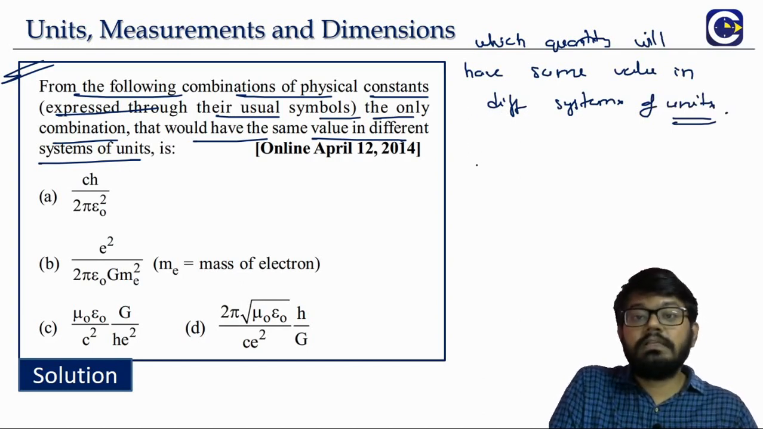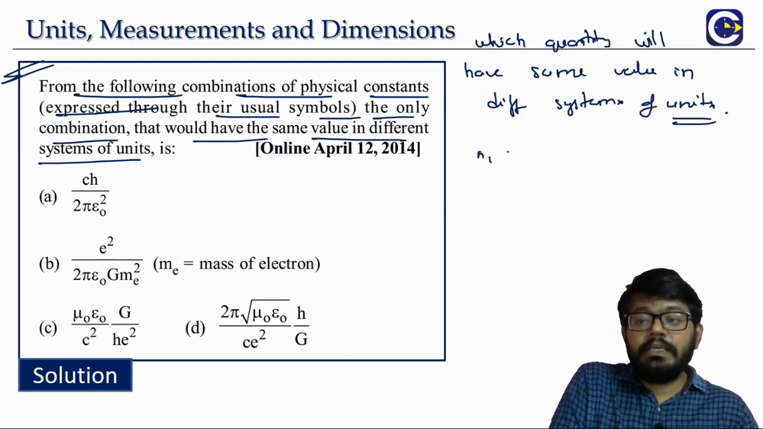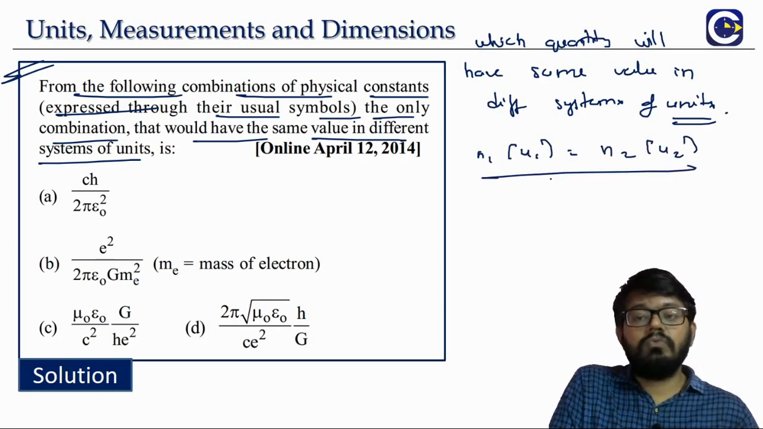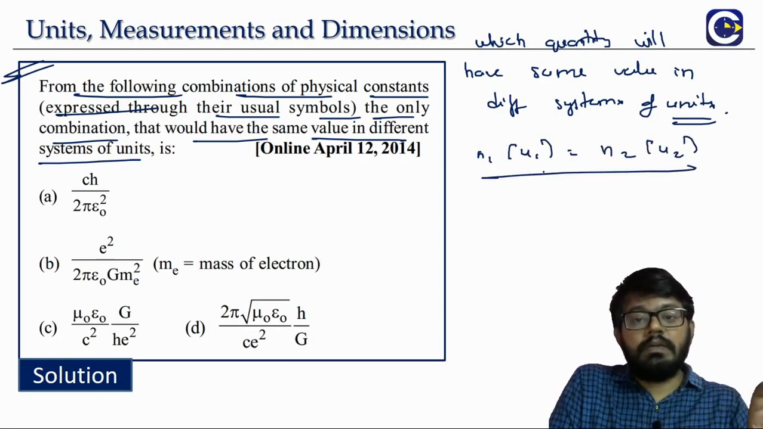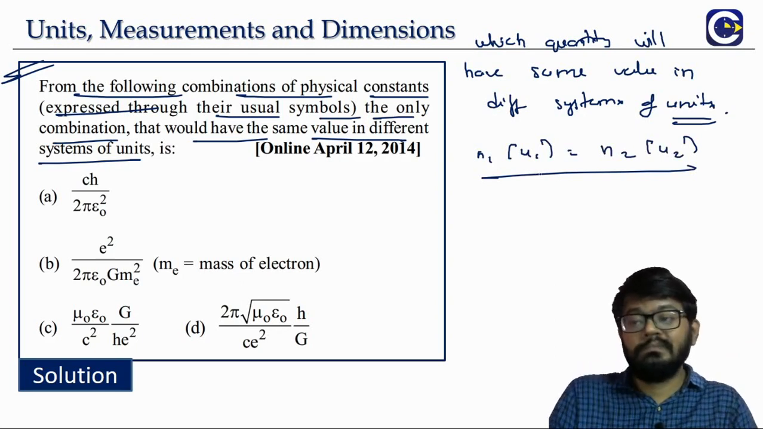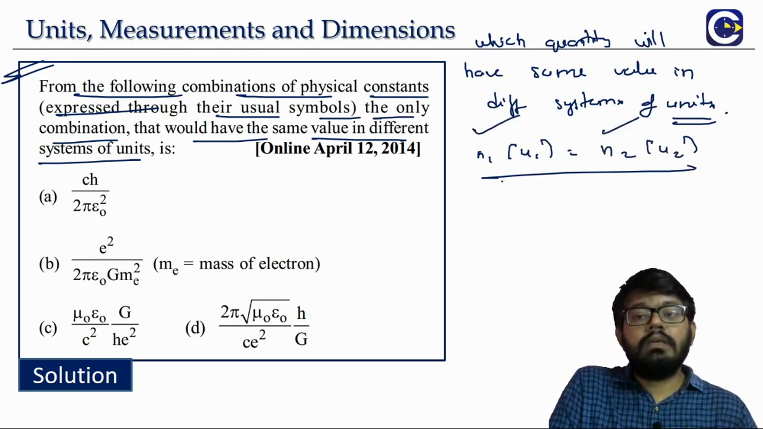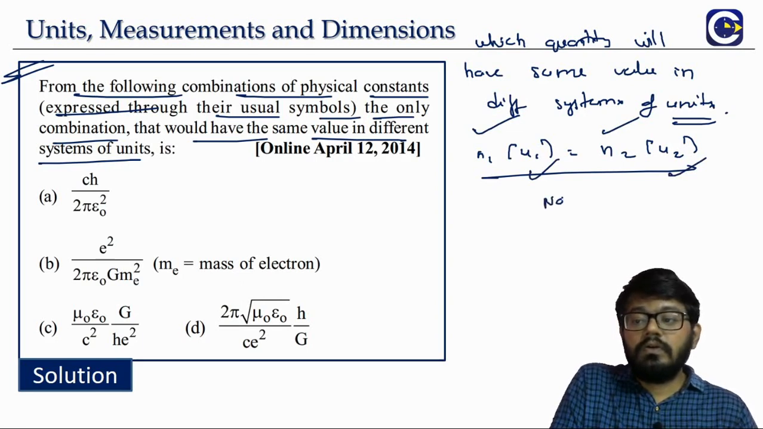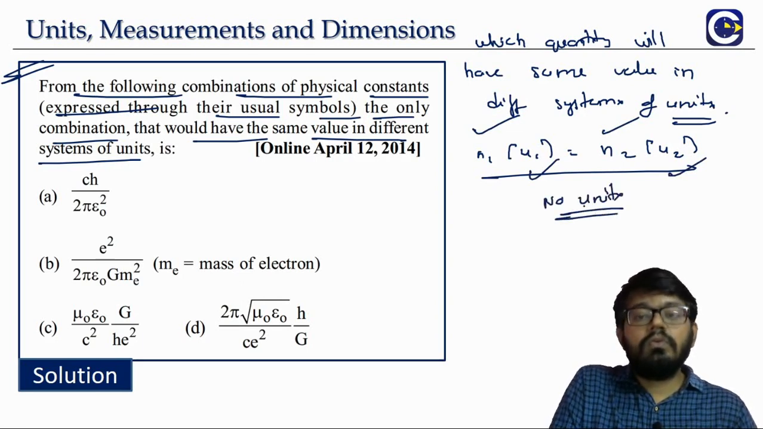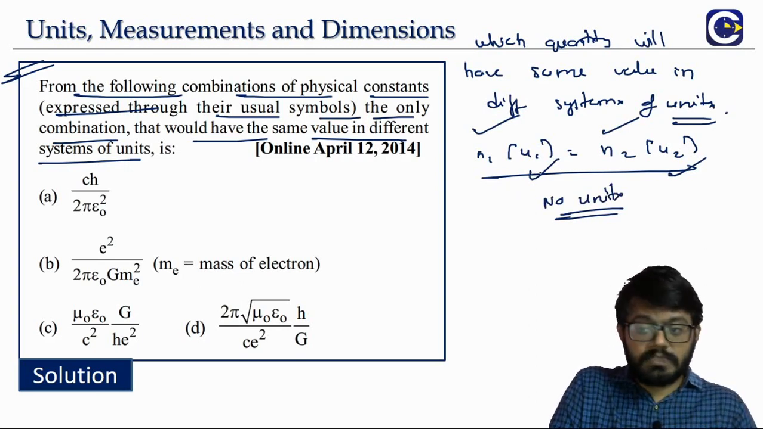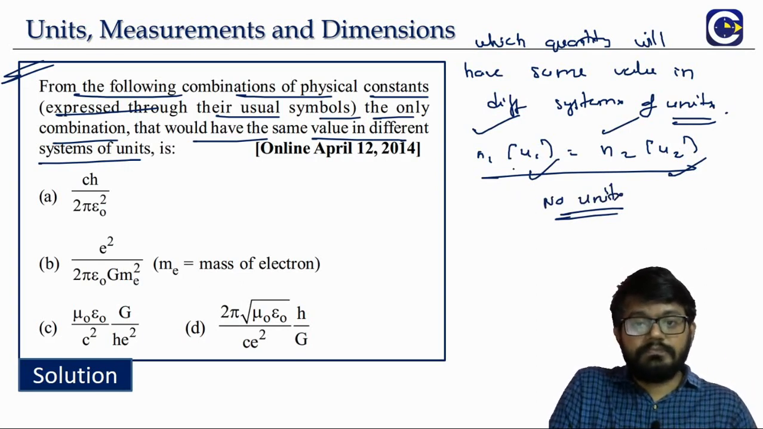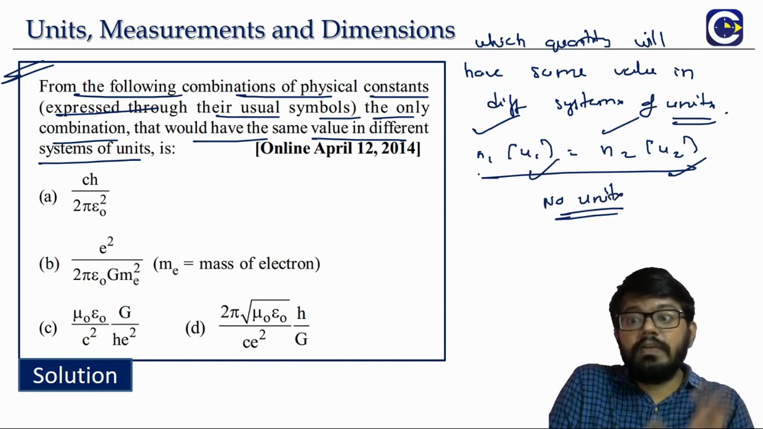Because remember, what is it that we said in the dimensions approach? n1 u1 is equal to n2 u2, like that, isn't it? This is how we will be able to relate the measurement value of a physical quantity from one system to another system. When this n1 and n2 will be same, when this u1 and u2 will be what? No units. Because in two different systems, u1 and u2 cannot be the same. Those values can be same when they are not having any units. Like, say for example, we talk about relative density.